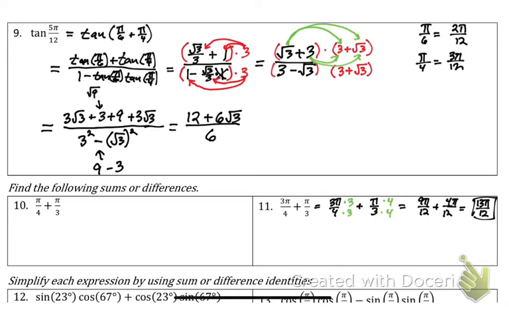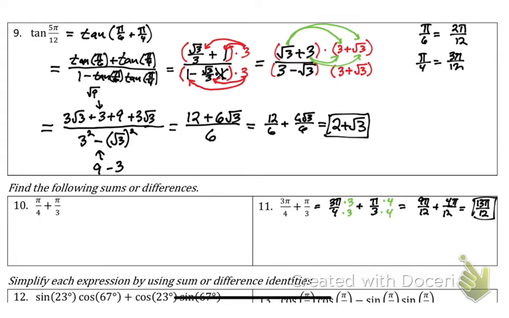And now because the numerator is being added or subtracted, I can break it apart into two fractions. I can break it apart into 12 over 6 plus 6 square root of 3 divided by 6, which equals 2 plus square root of 3.